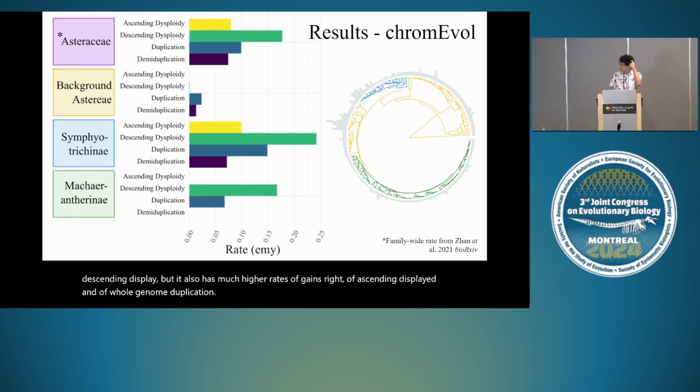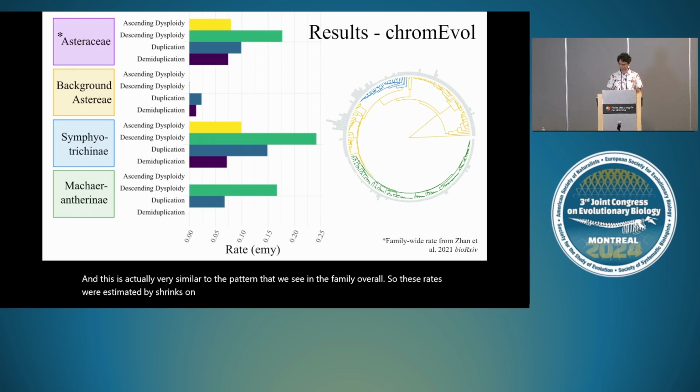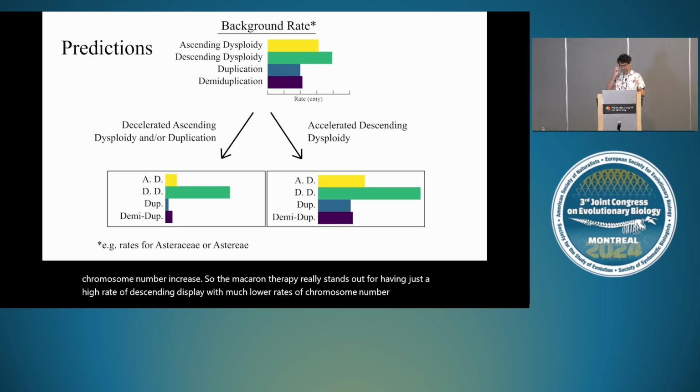And this is actually very similar to the pattern that we see in the family overall. So these rates were estimated by Xing Zhan and colleagues. And you can see that some of the rates are slower than the Symphyotrichini, but overall the pattern is very similar, right? Descending disploidy is very rapid, but so are all of these rates of chromosome number increase. So the macroantherae really stands out for having just a high rate of descending disploidy with much lower rates of chromosome number increases.